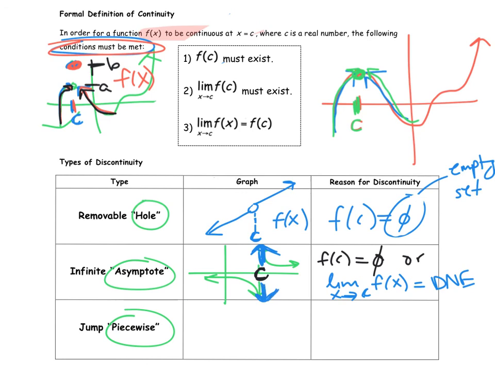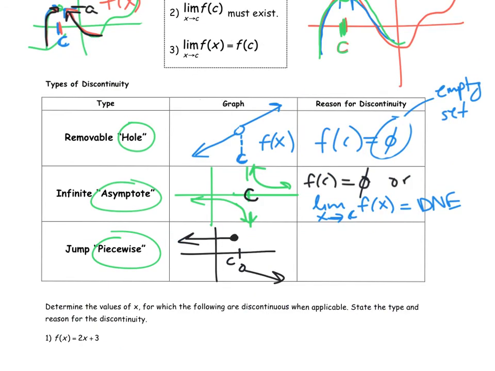All right. And then lastly, that jump or piecewise function. Maybe the graph looks something like this. So again, the reason why this would be a discontinuity for the jump is that, evaluating this in limit notation, the limit as x approaches c from the left and from the right does not exist because we're approaching two different values. So make sure you guys have this chart written out. This is going to be really helpful for us as we're going forward.